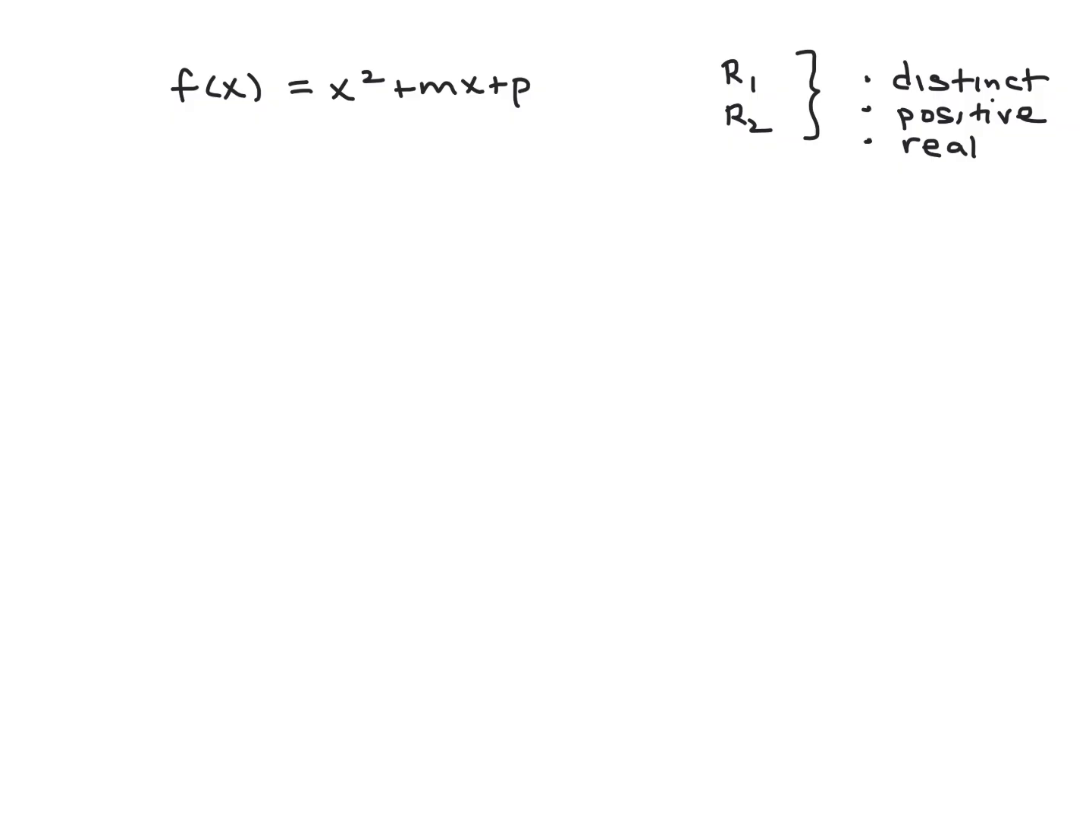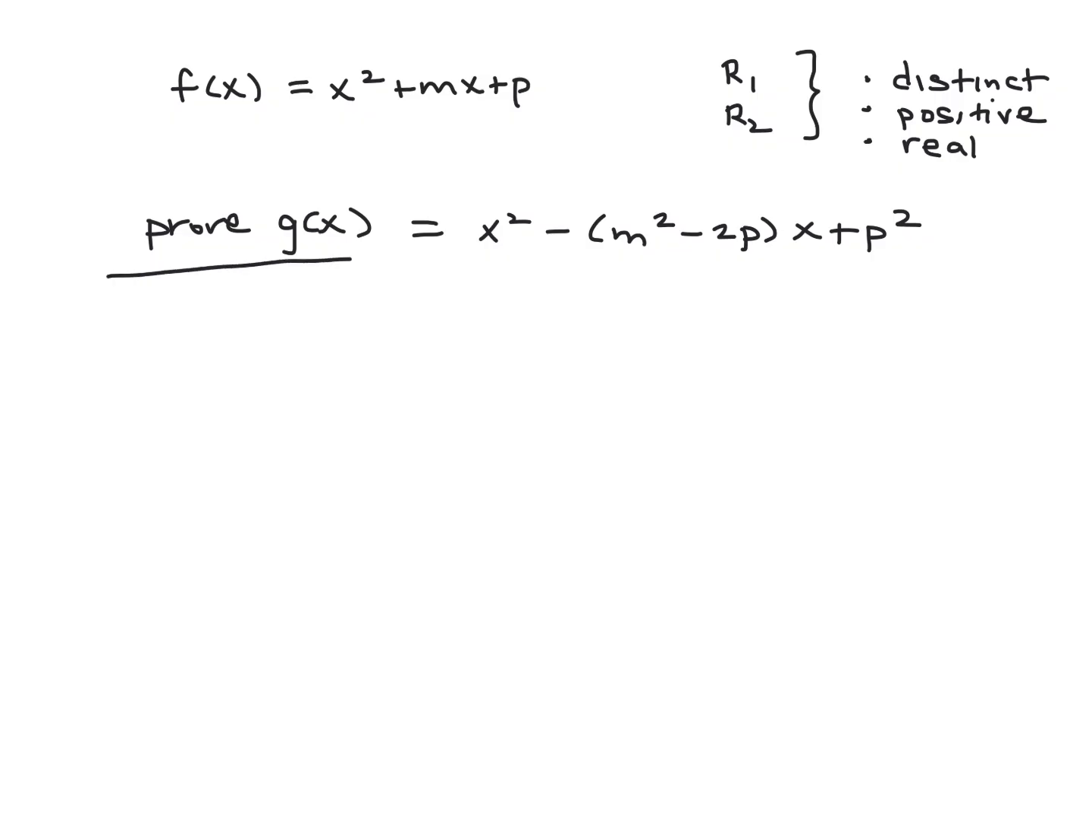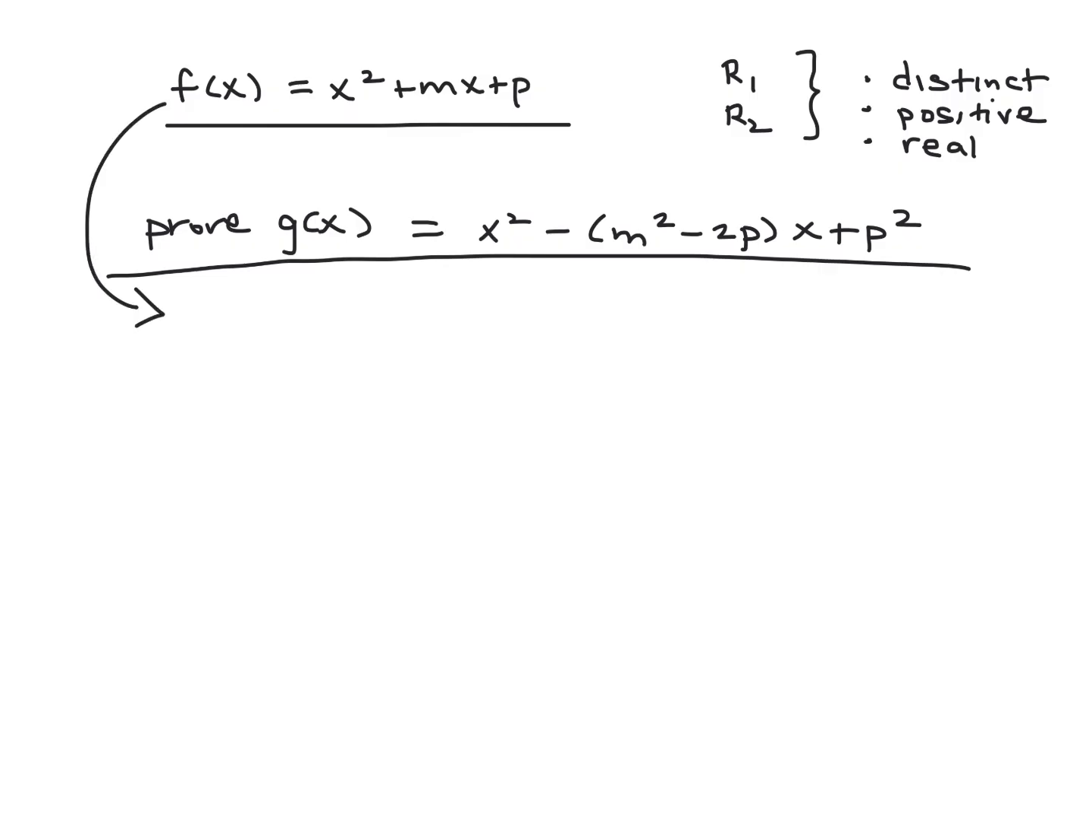All right. And then we have to prove that this other polynomial, which they are saying is x squared minus m squared minus 2p x plus p squared, has roots that are also positive, distinct, and real. All right, so, okay, somehow, some way, I'm going to have to do that. Let's start with this one here, since that's really the only thing we have to work with.